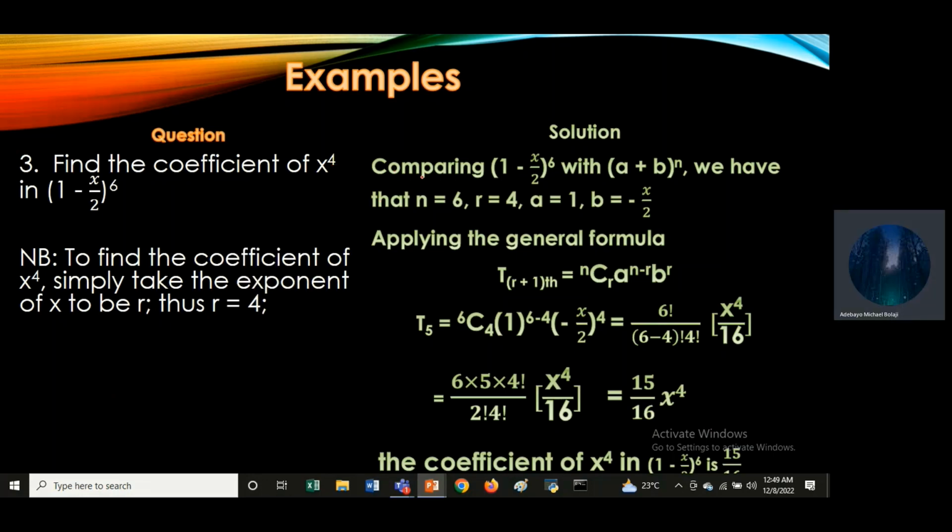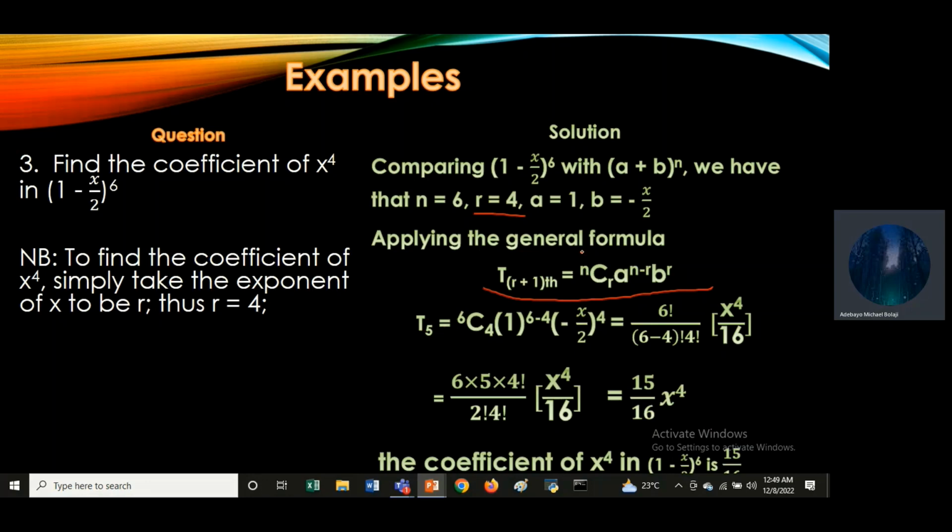Let's continue. Now, comparing (1 minus x over 2) raised to the power of 6 with (a plus b) raised to the power of n, we can see that a equals 1 and b equals minus x over 2, and n equals 6, and r, of course, equals 4. Now, applying the general formula, of course you know this general formula, which says that the (r plus 1) term equals n combination r, a raised to the power of n minus r, b raised to the power of r. What is our r? Our r equals 4, so 4 plus 1 gives us 5. That's why we have t5 here.